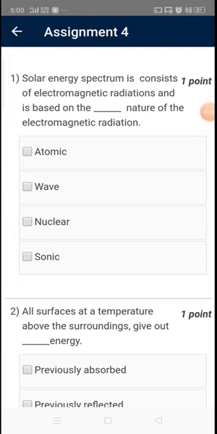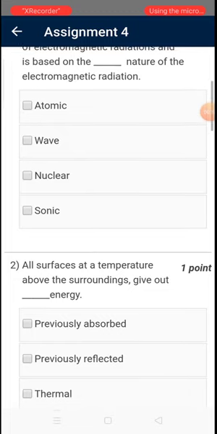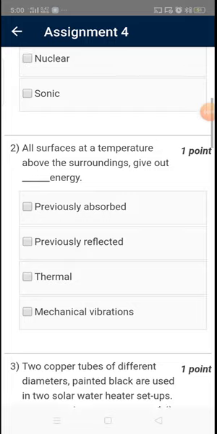Solar energy spectrum consists of electromagnetic radiation, and it is based on the blank nature of the electromagnetic radiation. It is commonly based on dual radiation, wave nature and particle nature. So wave nature is the right answer, and I don't think atomic is the right answer. So I select only one option.